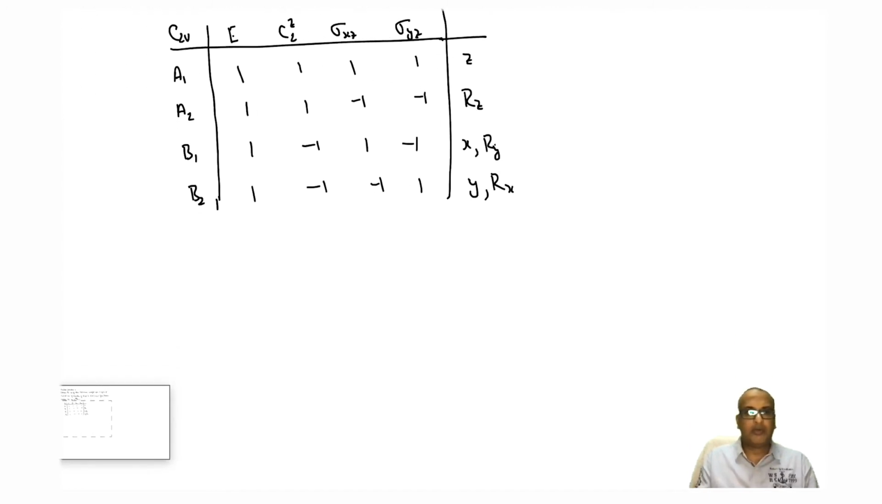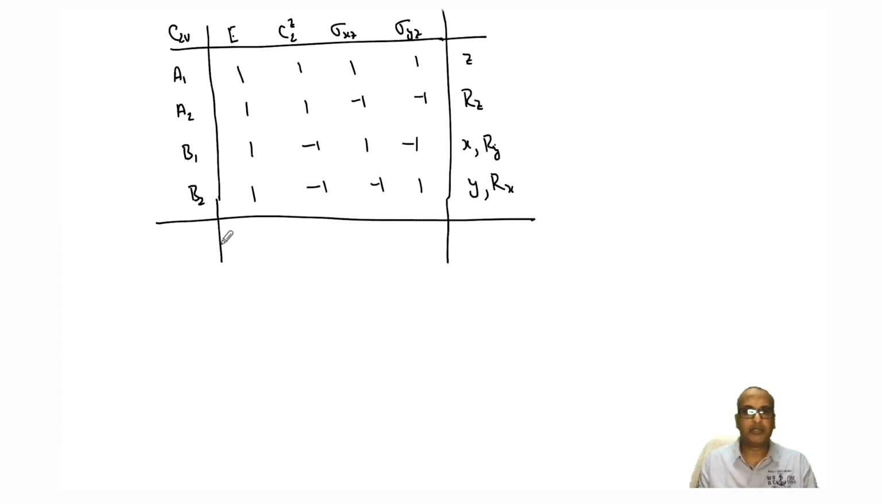Okay, now what is the first step? First step is to find out the number of unshifted atoms. So when you do the E operation, all 3 atoms will remain unshifted. When you do C2z, only 1 will remain unshifted. Sigma xz, oxygen will remain unshifted. Sigma yz, all 3 will remain unshifted, right?